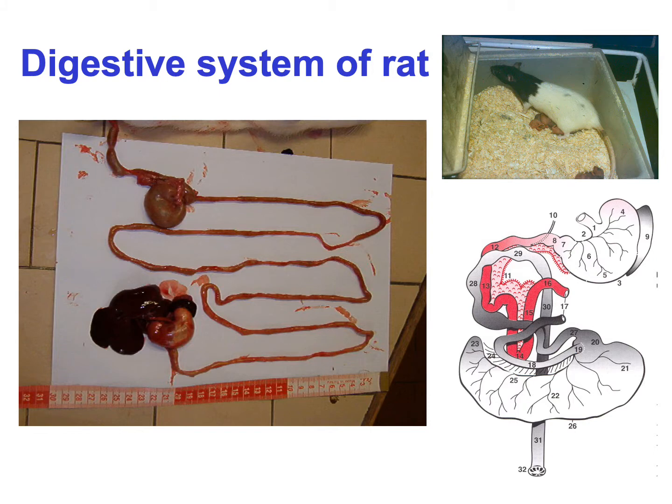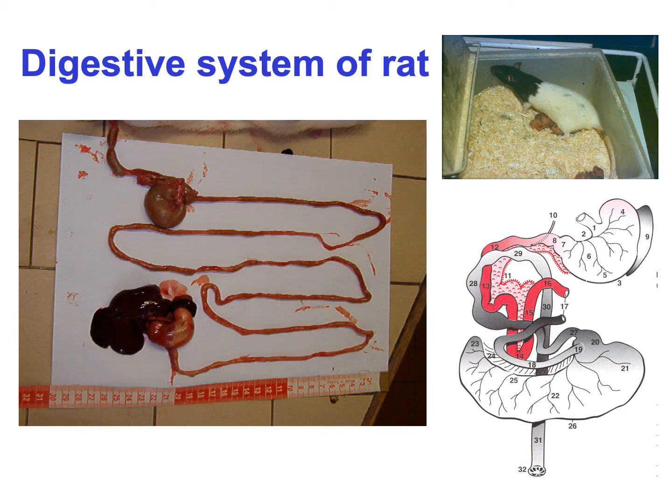The digestive system of the rat picture shows us a real and artistic picture. You can see on the real picture that there is a liver, and below the liver there is a stomach. After that you have the duodenum, jejunum, and ileum. After that you have a medium to big cecum and colon.